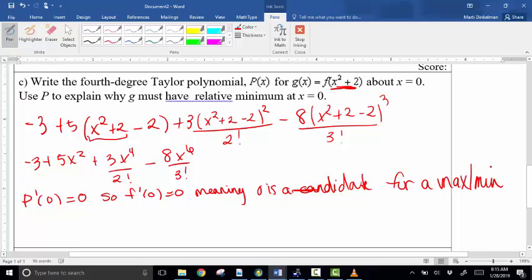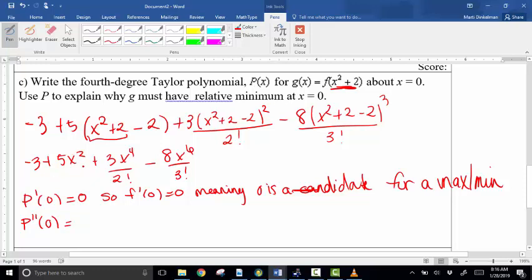Okay, so normally what we would want to do to decide if it was a minimum is a number line analysis, but we can't really do that because we don't know what the function's doing on the left side and the right side of 2. We only know what's happening at 0, because that's where this function is made perfect. But we can use the second derivative test. So let's look at what p double prime of 0 would be.